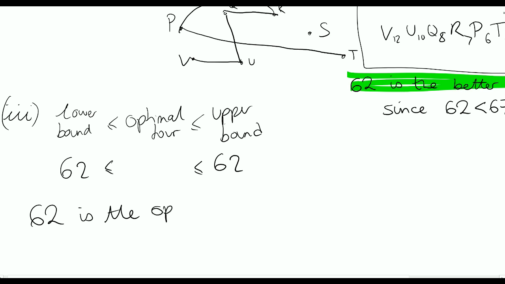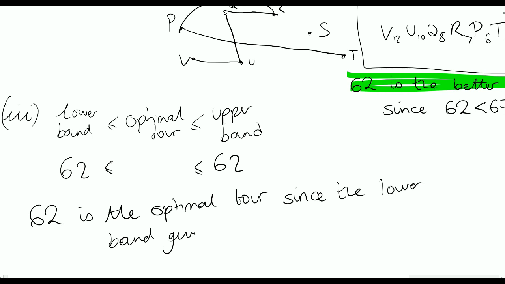62 is the optimal tour since the upper bound and lower bound are equal. So it's either since the lower bound gives a tour, or since the lower bound has the same value as the upper bound.